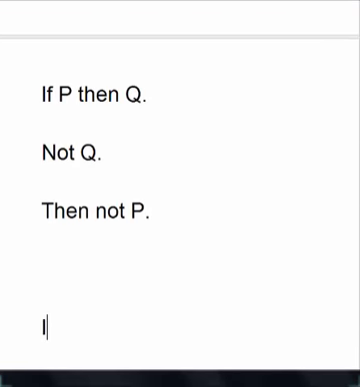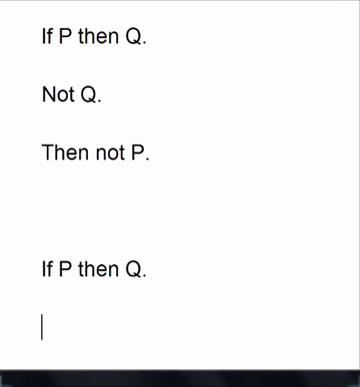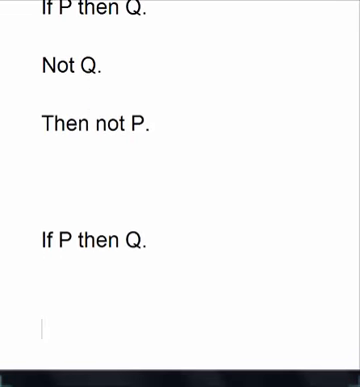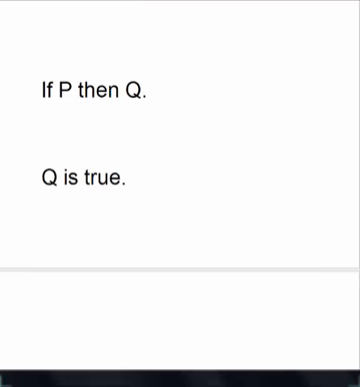Again, looking at if P then Q. If P is true, then Q is true. We'll say that Q is true. I just assert Q. We accept that if P is true, then Q is true. And Q is true. Does that mean that P is true? No, it is not. That's a sort of classic formal fallacy in logic called affirming the consequent.